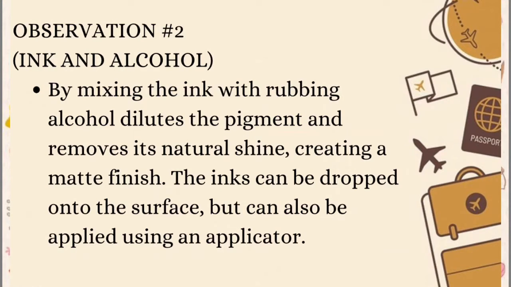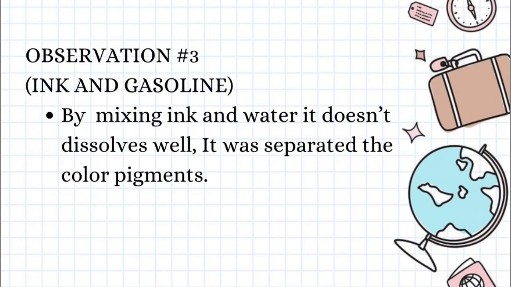Observation of ink and alcohol. Mixing the ink with rubbing alcohol dilutes the pigment and removes its natural shine, creating a matte finish. The inks can be dropped onto the surface but can also be applied using an applicator. Observation of ink and gasoline. Ink and gasoline don't dissolve well. It separated the color pigments.